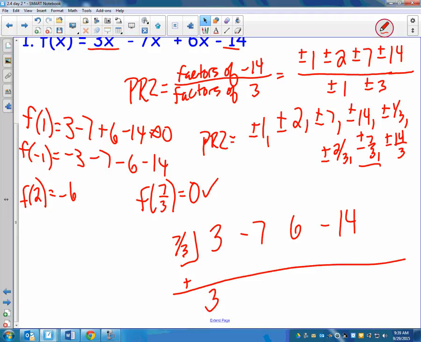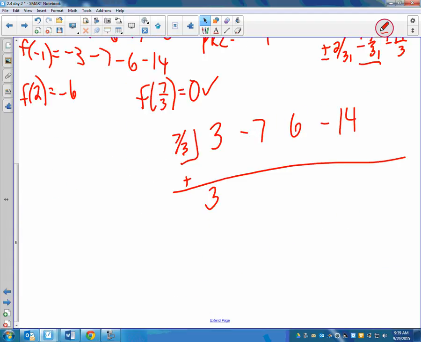And it works out really nice. We already know it equals 0, which means we should get 0 down here. Do you have a question on where I'm getting this from? When I take 3 times 7/3, the 3's are just going to cancel out, right? And I'm just going to get 7. And then negative 7 plus 7 is 0. And then 0 times 7/3 is 0.